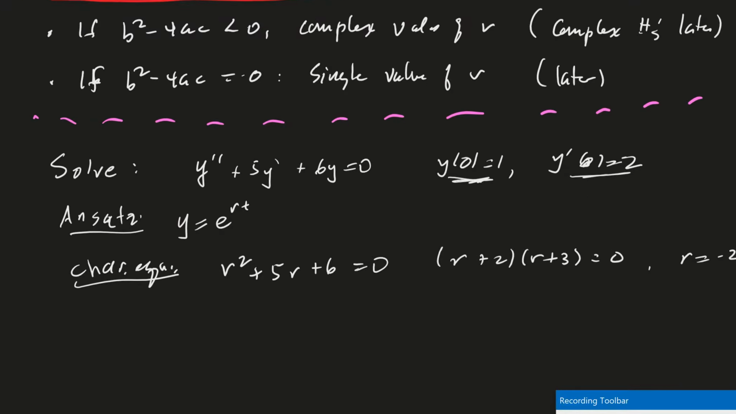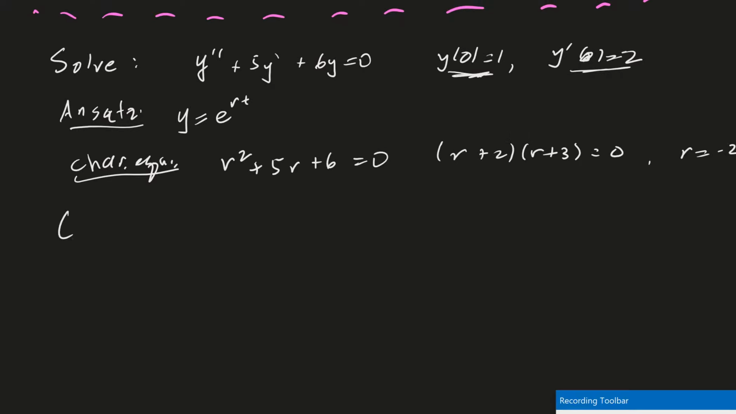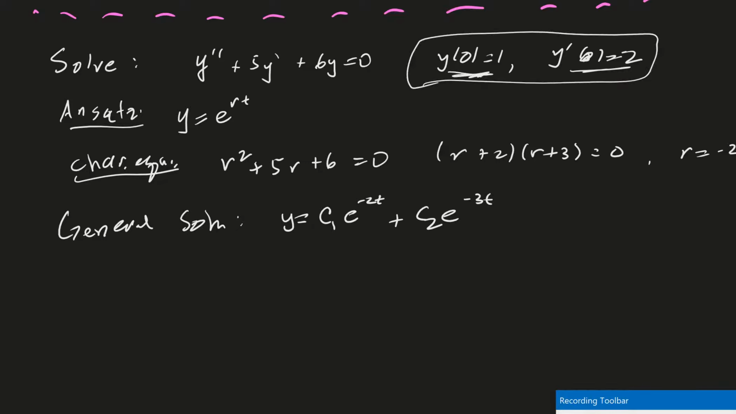So now we have our general solution. The general solution is that y equals c1 e to the minus 2t plus c2 e to the minus 3t. Good. And now we want to plug in our initial conditions. So y of 0 equals 1 will translate to 1 equals c1 e to the 0 plus c2 e to the 0, or 1 is equal to c1 plus c2.